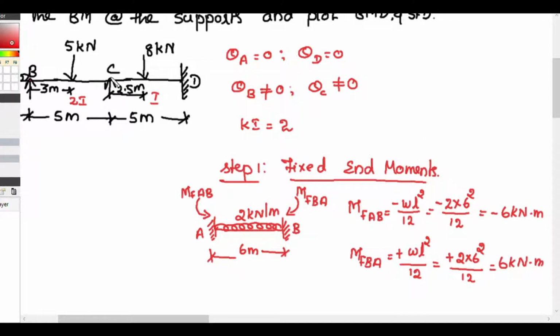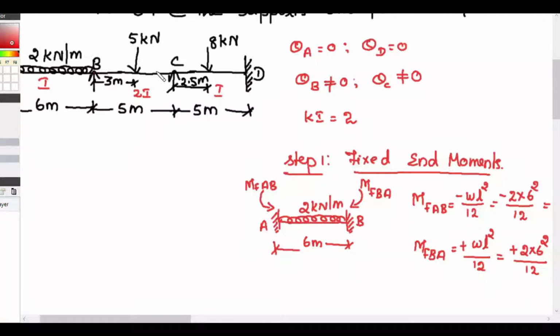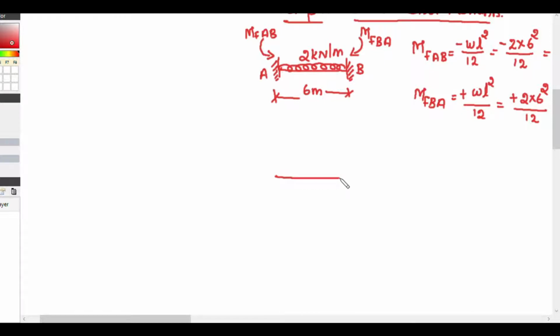Now we will move on to the second span. See, second span is BC. Second span is BC. We have a 5 kilonewton load at a distance of 3 meter from B, and the span length BC is 5 meter. So we will assume all our supports as fixed supports. So this is B, support C. We have a 5 kilonewton load at a distance of 3 meter from B, and this total distance is 5 meter.